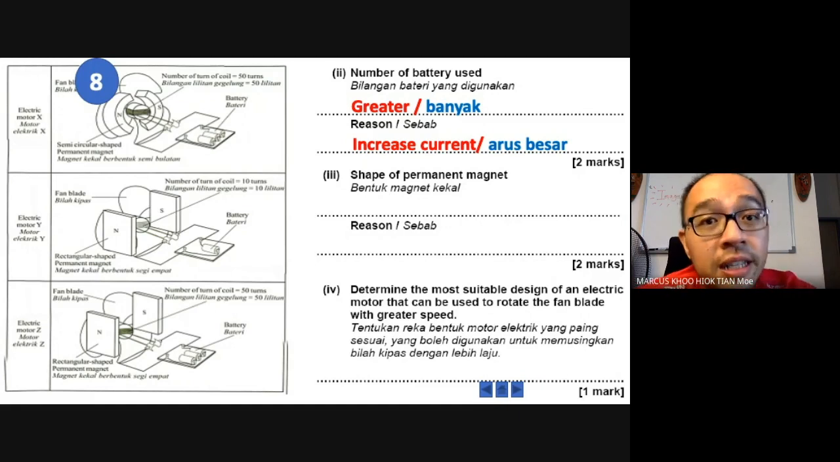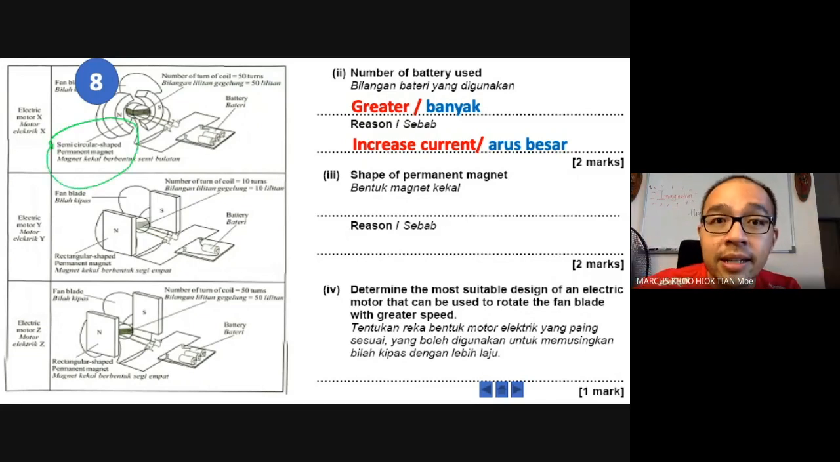Technically, your reasoning is not wrong. When you use a rectangular one as opposed to a semicircular one, of course the rectangular one generally has a bigger surface area, and because it has a bigger area, its magnetic field will also be bigger. But actually we need to take into account what we are actually making the rotation for.